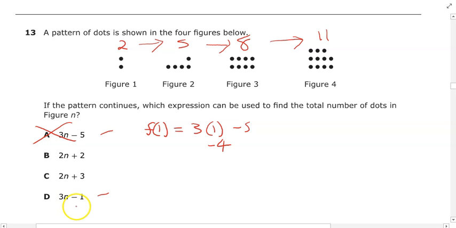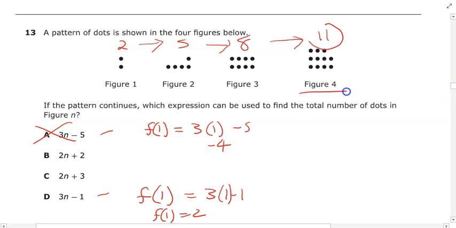If I plug this in here, I get 3 minus 1 is 2. So I do get 2 dots. If I plug it in for the rest of them, I'm just going to jump to, if I jump to this one, figure 4, I should be able to plug in a 4.